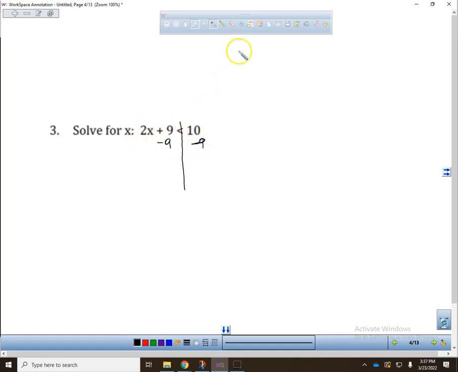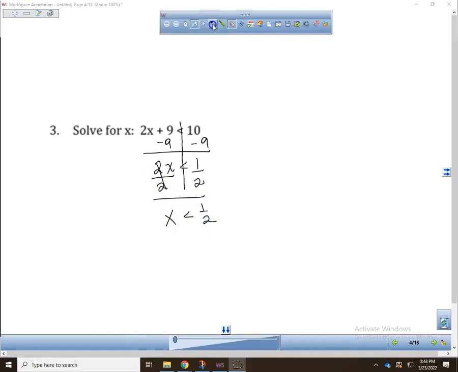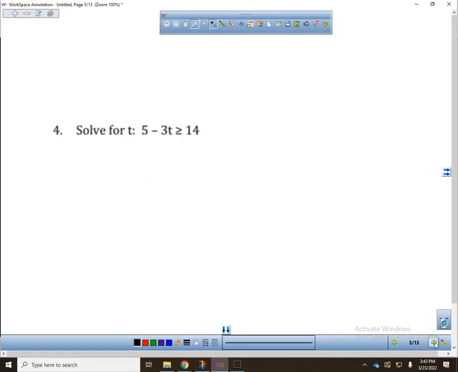So I am moving my constant that's being added, I'm moving it away from my variable that I'm solving for. Now I have 2 times x, the opposite of that is divide, and I'm left with x is less than 1/2. Okay, let's go on to number 4.